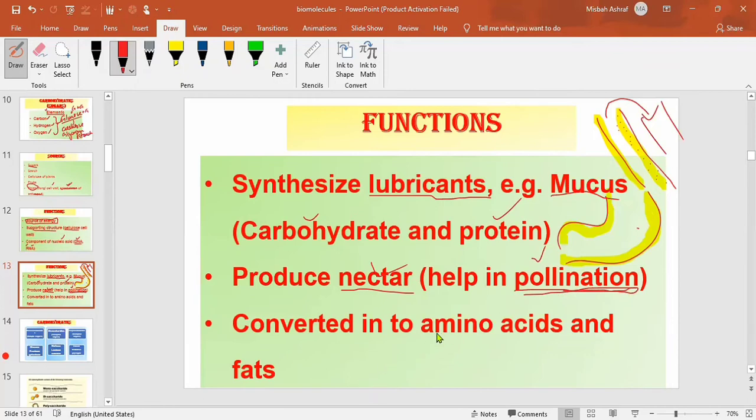Next is converting into amino acids. These carbohydrates are also converted into amino acids, which can form proteins, and they are also converted into fats. All right, so these are some of the functions of carbohydrates.